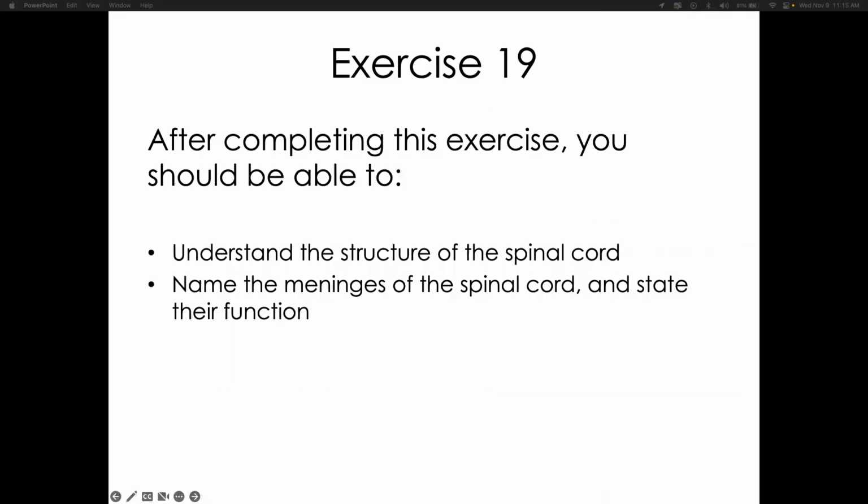So next, we'll start looking at the spinal cord. We'll be able to understand the structure of the spinal cord and then name the meninges of the spinal cord and state their function.